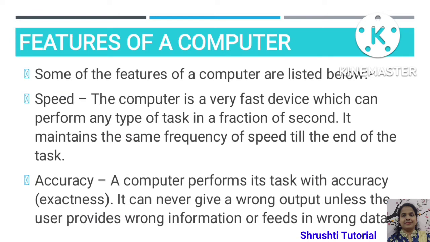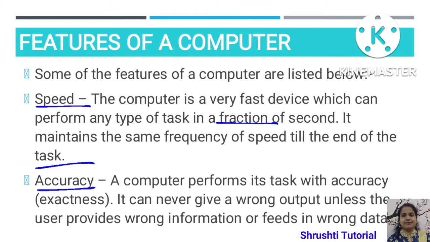Features of a computer. Some of the features of a computer are listed below. First one is speed. The computer is a very fast device which can perform any type of task in a fraction of a second. It maintains the same speed till the end of the task. Suppose we humans are doing a task, after doing it for 2 or 3 times or 1 or 2 hours, our speed becomes very slow. But the computer can calculate the data in a fraction of a second, and it maintains the same speed till the end of the task.